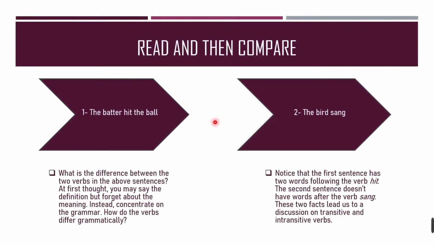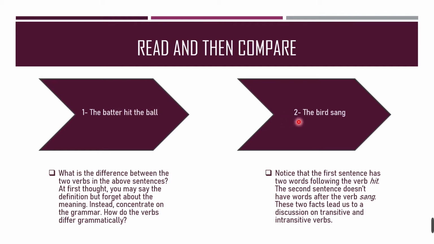Let's see these two sentences and try to compare them. Sentence number 1: the batter hit the ball. Sentence number 2: the bird sang. They both have a different structure. In sentence number 1, we have the subject, we have the verb, and we have the object.